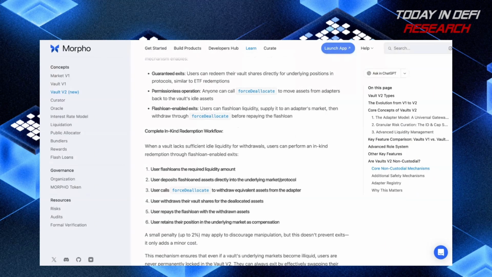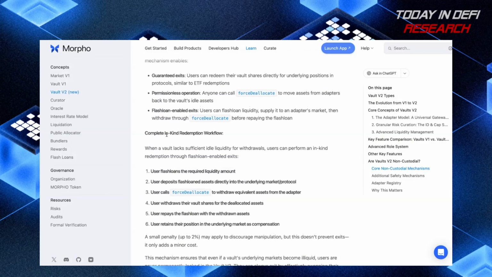Let's say you deposit and allocate 50% into the Aave USDC lending, and 50% into the Compound USDC lending. And let's say the Compound USDC utilization rate spikes. So it means that you cannot withdraw from the Compound market right now. However, you still want to exit the Morpho vault. That is when you can trigger the in-kind redemption.